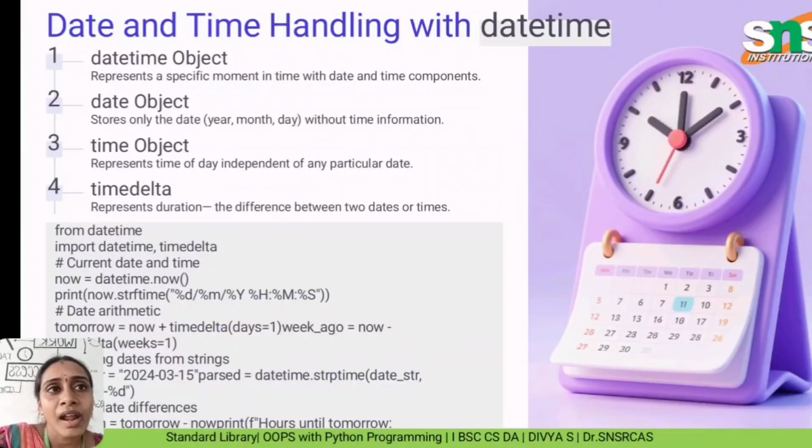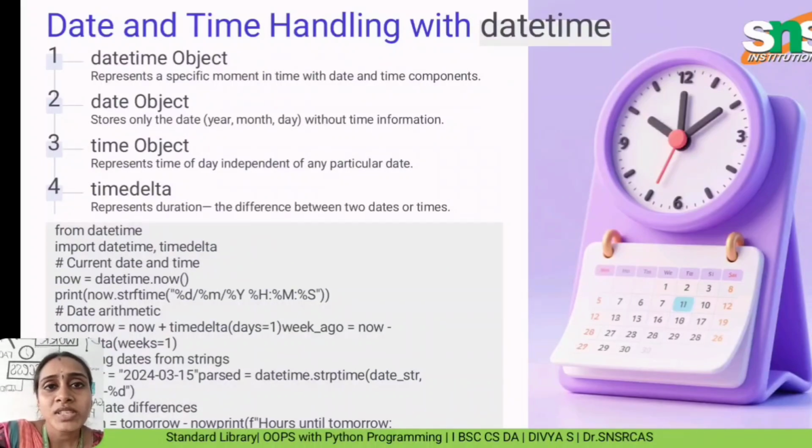Next is date time handling. The datetime object represents a specific moment in time, with date and time components. The date object is only for the year, month and day, without any time information. The time object represents only the time of day, independent of a particular date. The timedelta represents the duration or difference between two dates or times. This is the thing we want to implement in our program.